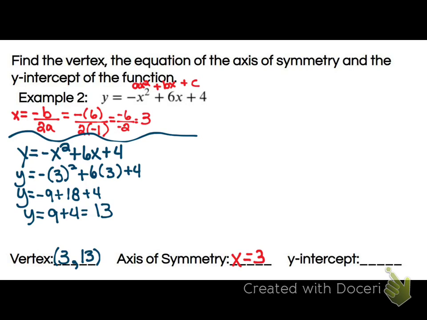Okay, now the y-intercept, where can I locate the y-intercept? By the c. So what number represents the c in my standard form? 4. So my y-intercept I write how? (0, 4). Perfect. Good job.